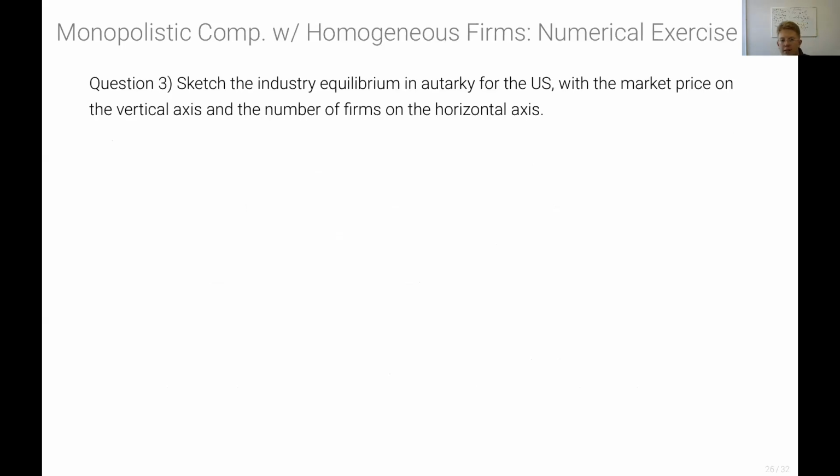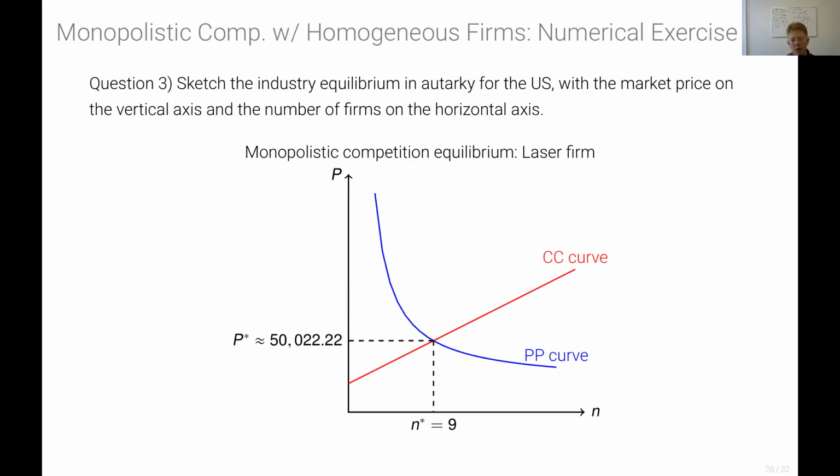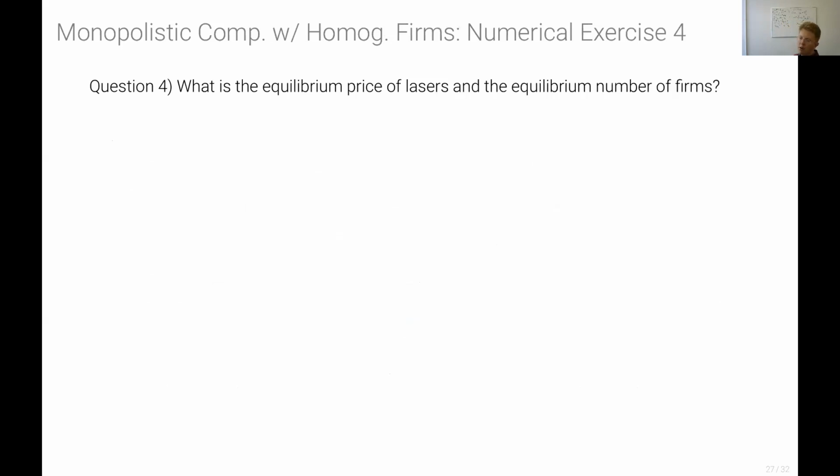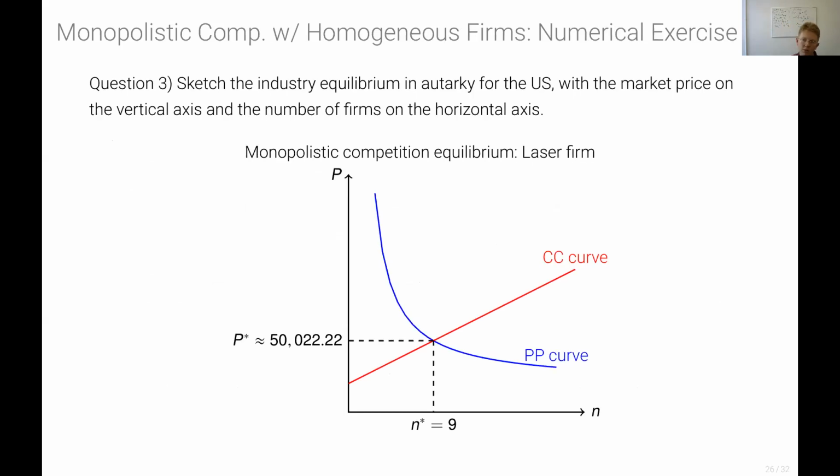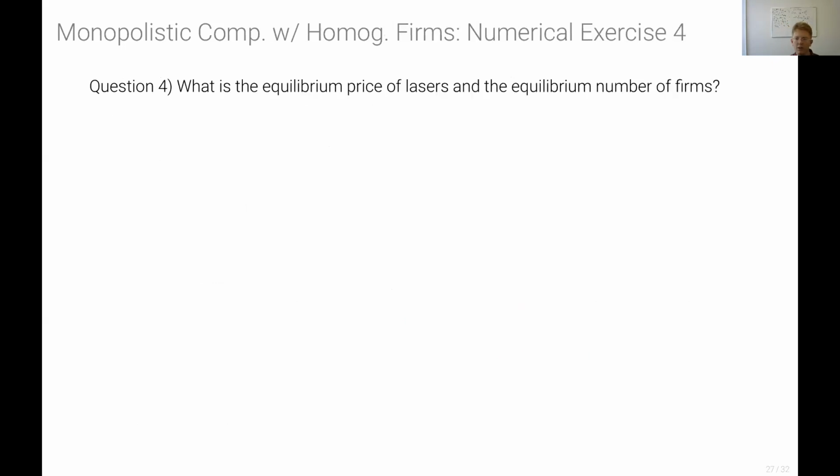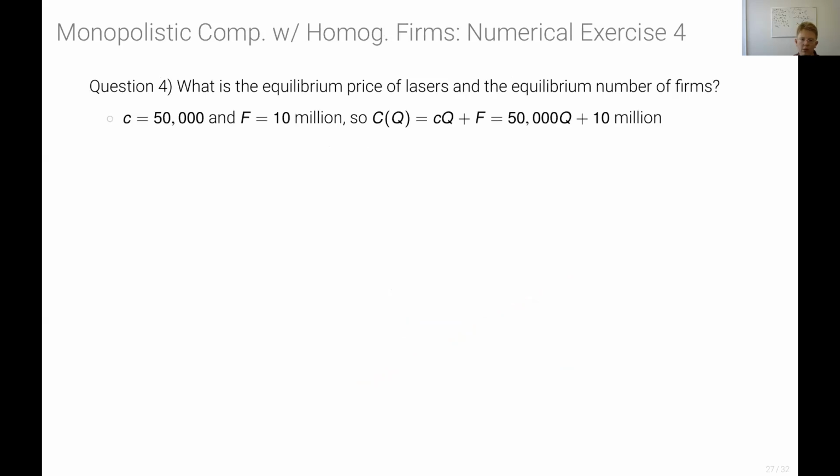Question 3 is asking that we sketch the industry equilibrium autarky for the US with the market price on the vertical axis and the number of firms on the horizontal axis. We can do that. Basically, the intersection of the CC curve and the PP curve is going to tell us the equilibrium number of firms and the equilibrium price. Of course, we haven't shown you how to get those numbers, and so question 4 is going to ask, what's the equilibrium price of lasers and equilibrium number of firms? You already see from question 3 that it's 9 and 50,022.22, but let's see how we do that.